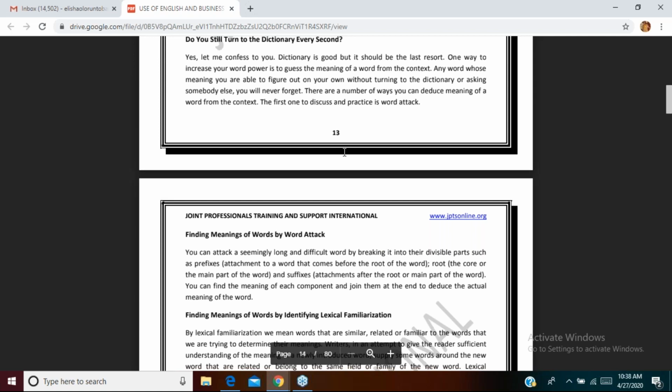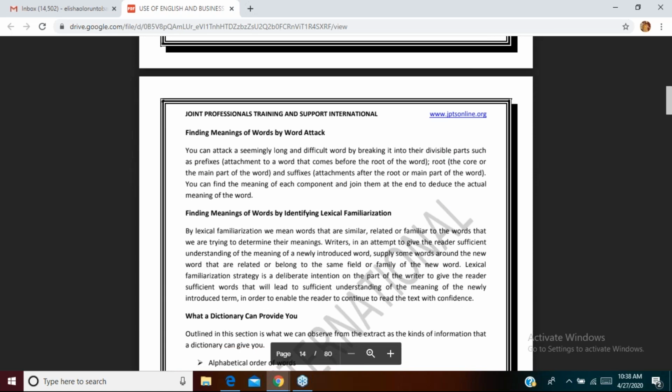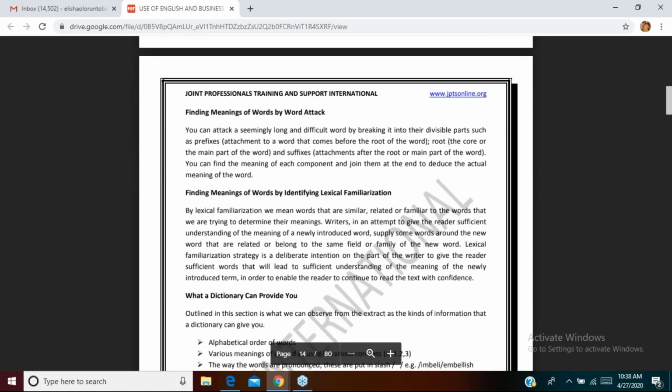Of the word. So as I'm talking to you now, you should be able to write a particular word, and then from the word, detach the prefix, detach the suffix, and then you have the root word. So from there, you will be able to do what? To have better understanding of what we are talking about. So find the meanings of words by identifying lexical what? Familiarization.